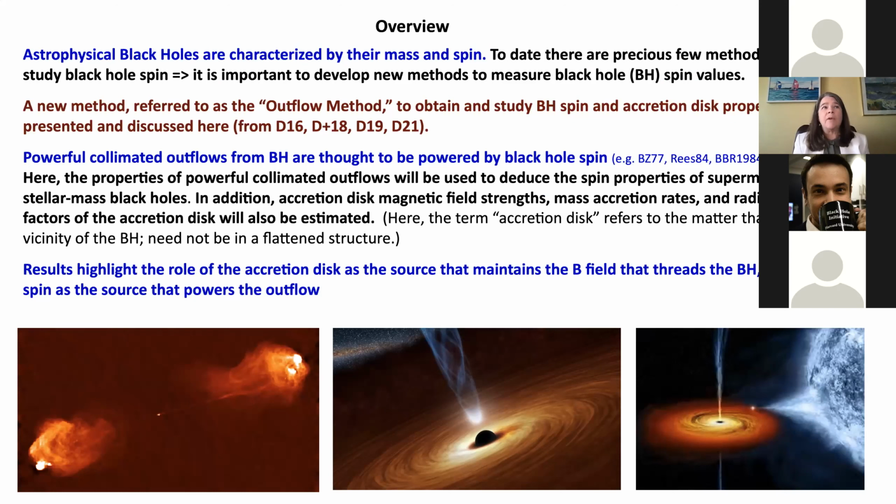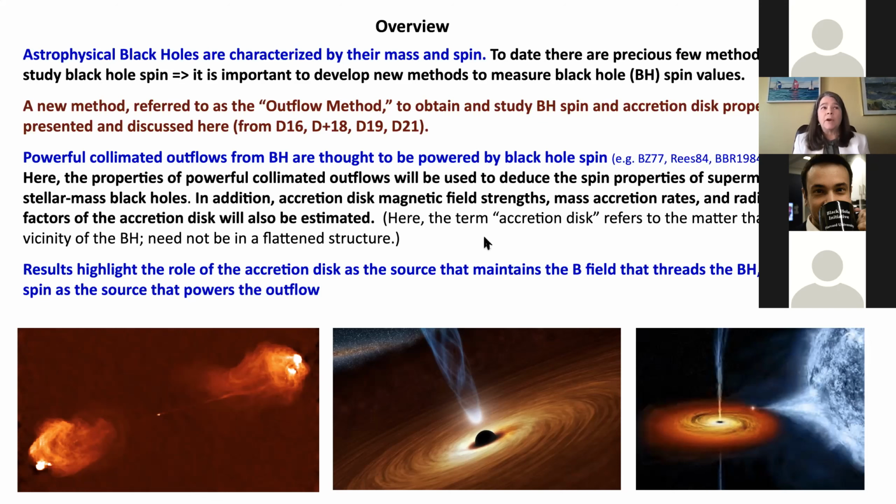As a bit of background, it's been known for a long time that powerful collimated outflows from black holes are probably powered by black hole spin. This goes back to the 70s and 80s. For example, the Blandford and Znajek paper, I think it was 79, the Rees paper in 84, Begelman, Blandford, and Rees in 84, I have a paper in 2011, Narayan and McClintock in 2012, and many, many other people where there's not enough room to list them all.